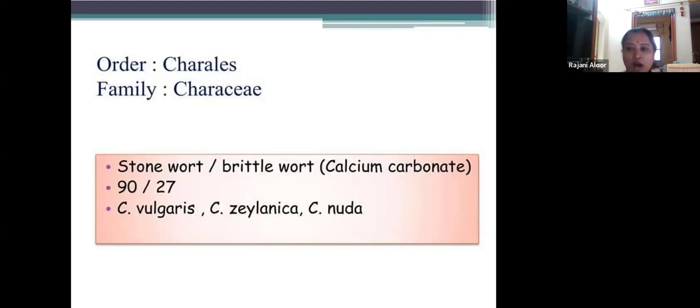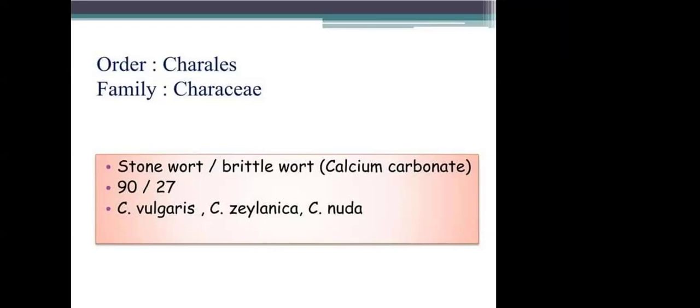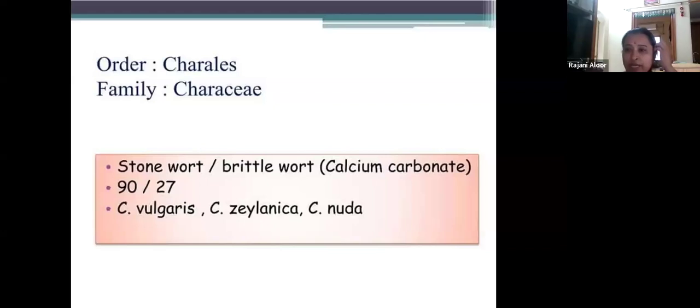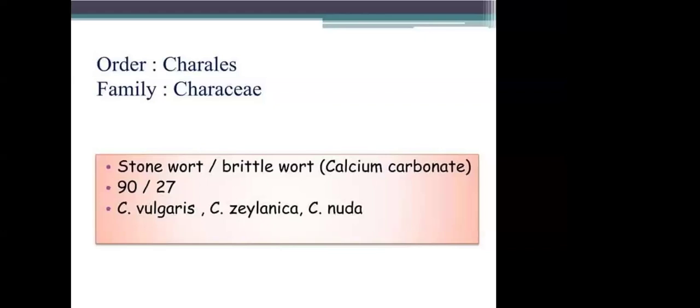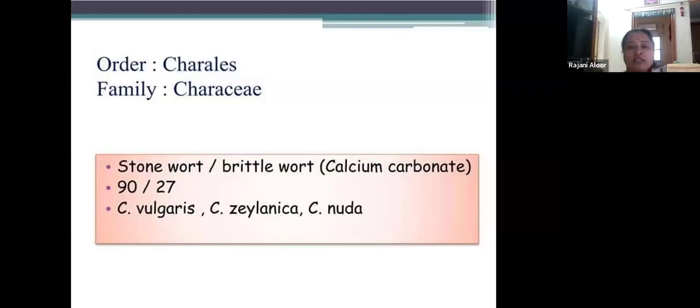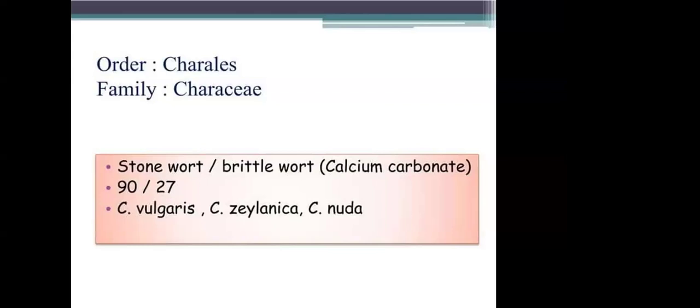Sometimes the question is asked like this: What is stonewort? Which one is the brittlewort? Why is CHARA the brittlewort? It is made up of calcium carbonate. That is why, when you touch CHARA, it is very rough. This is called stone.